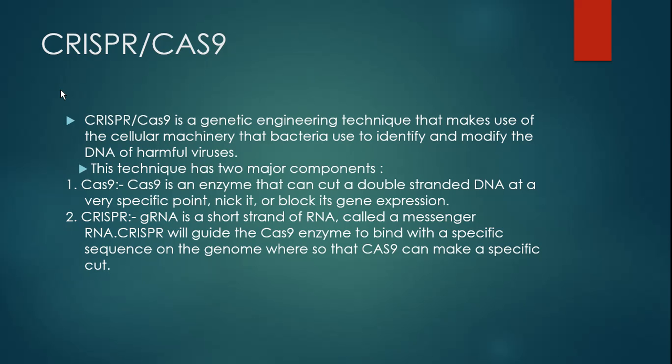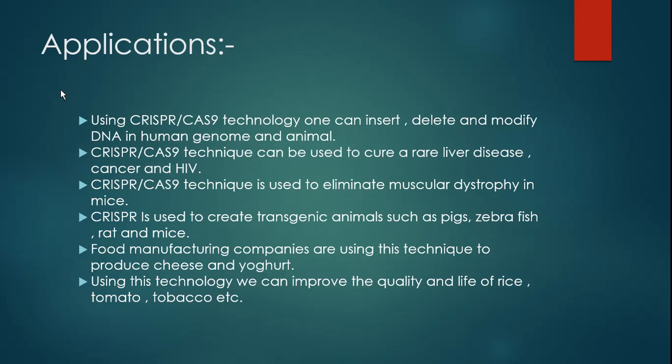This technique has two major components. The first one is Cas9. Cas9 is an enzyme that can cut a double-stranded DNA at a very specific location, affecting its gene expression. In CRISPR, gRNA is a short strand of RNA. It will guide the Cas9 enzyme to bind with a specific sequence on a genome where Cas9 can make a specific cut. So the task of the Cas9 is to cut at a specific location in the gene.